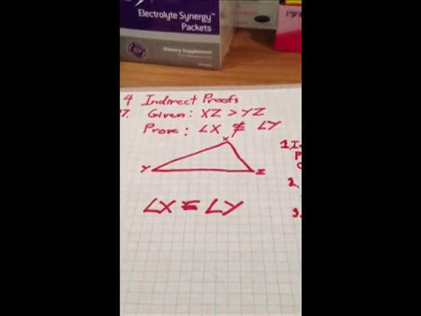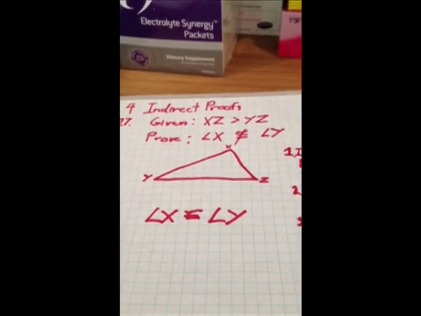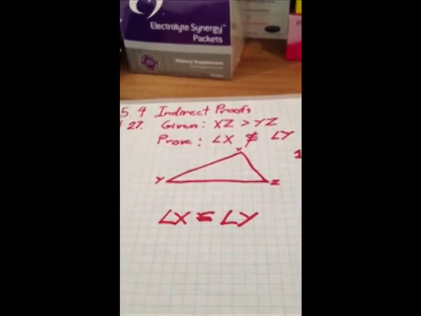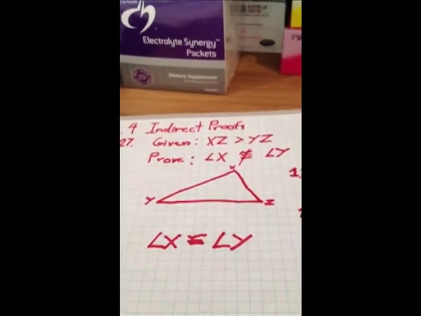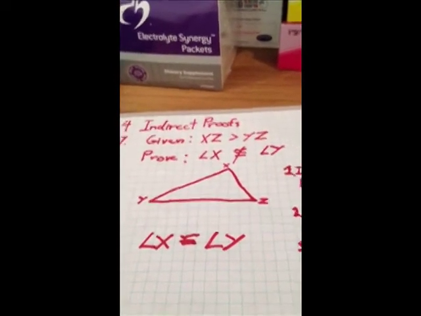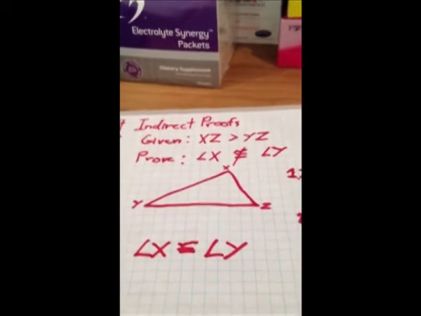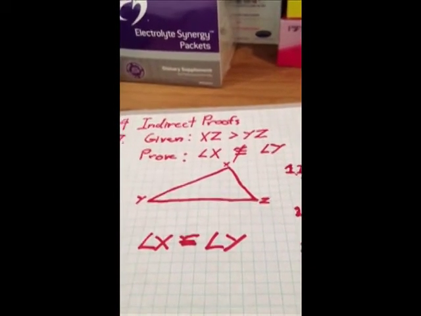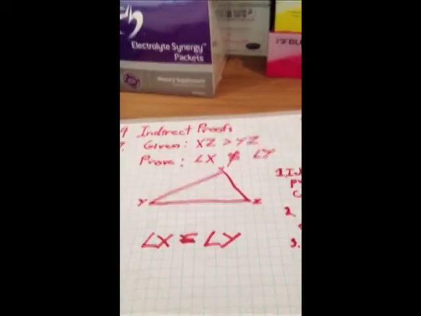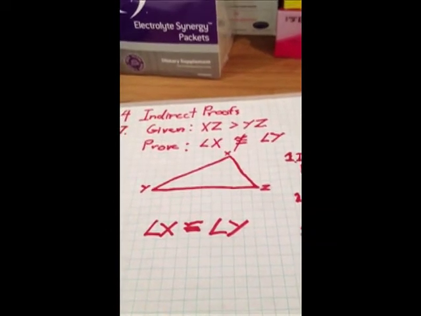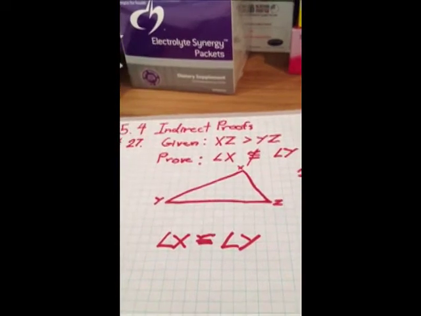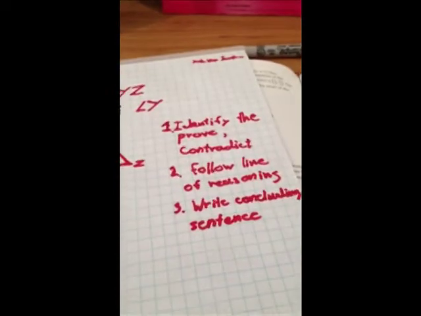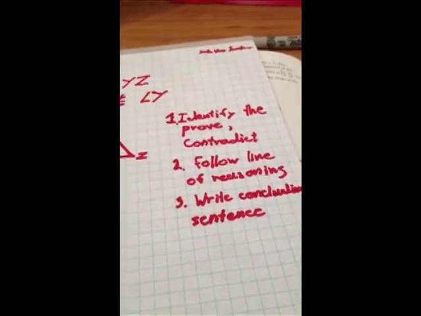Next, use logical reasoning to show that this assumption leads to a contradiction of the given, or some other fact, such as a definition, a postulate, a theorem, and so on. Finally, write a concluding sentence that points out, since the assumption leads to a contradiction, the original proof, the thing you were asked to prove, must be true. I wrote it down over here for you guys. The 1, 2, 3 process, it's pretty easy.